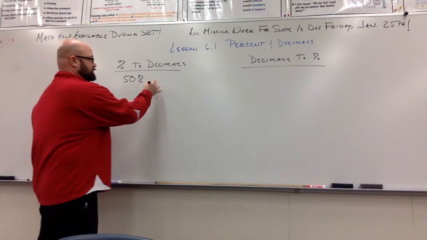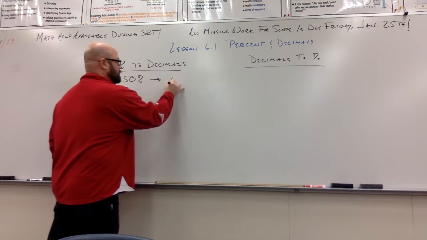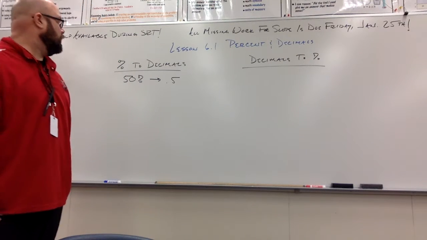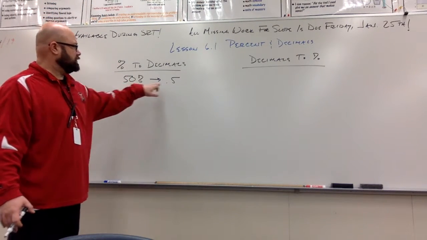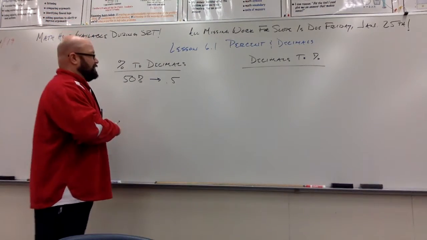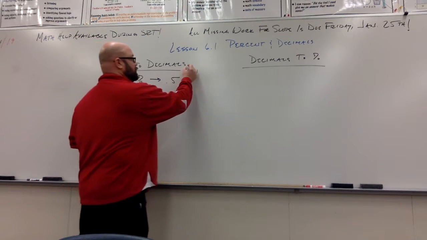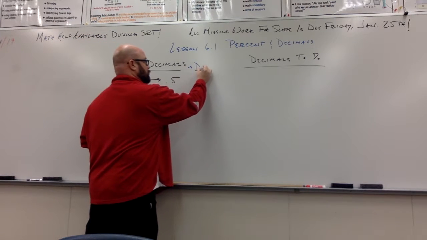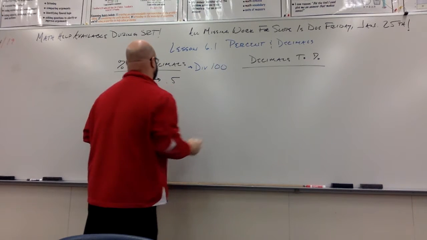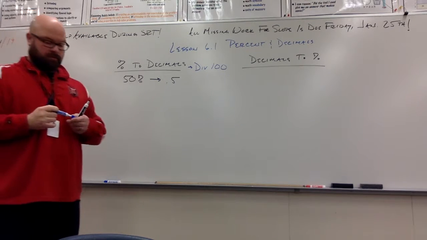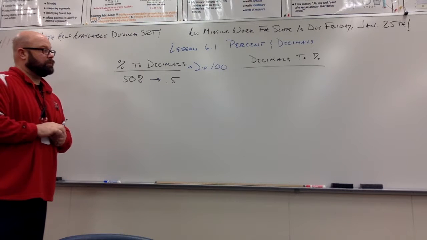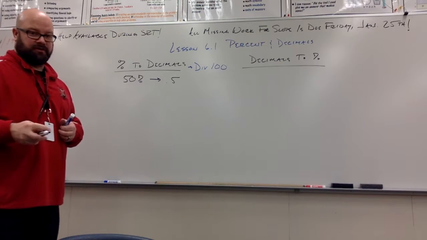Most of us know that 50% as a decimal is 0.5, okay? So using what we know, how can I go from 50% to 0.5? Mathematically, we divide by 100. Okay.